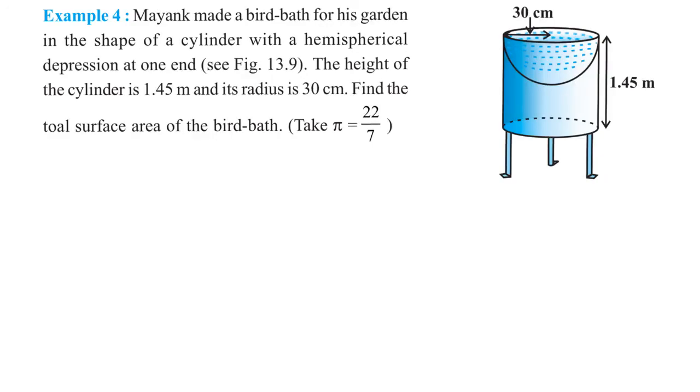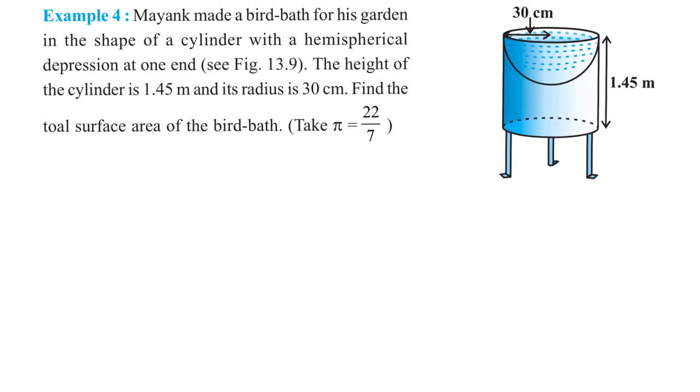Let's try this. Mayank made a bird bath for his garden in the shape of a cylinder with a hemispherical depression at one end, as shown in the figure. The height of the cylinder is 1.45 meters and its radius is 30 centimeters. Find the total surface area of the bird bath. Take pi to be 22/7.